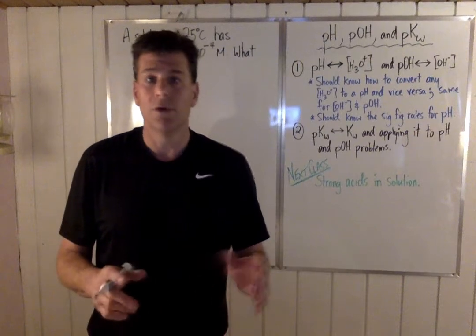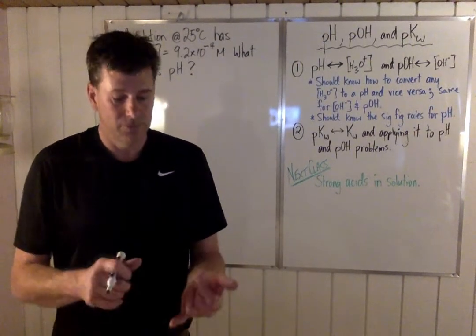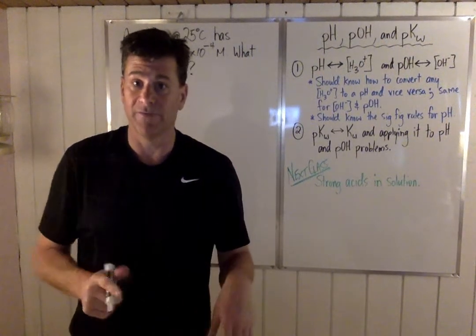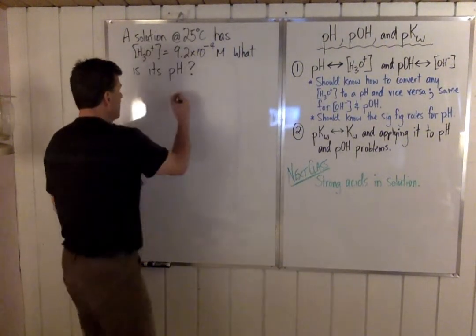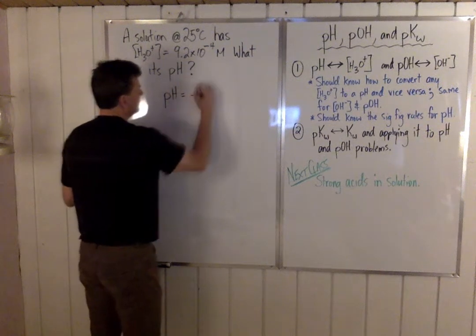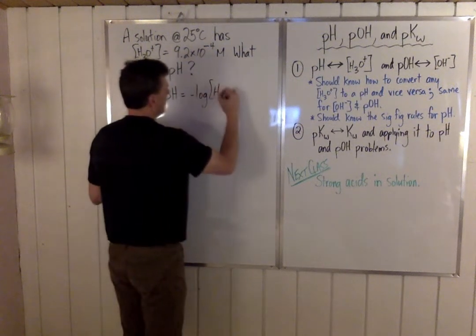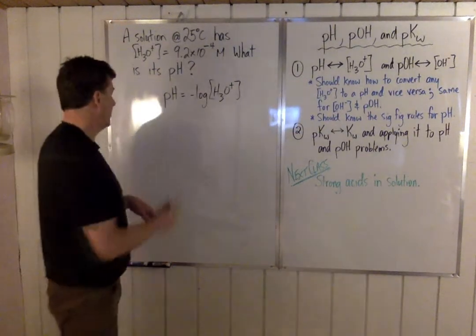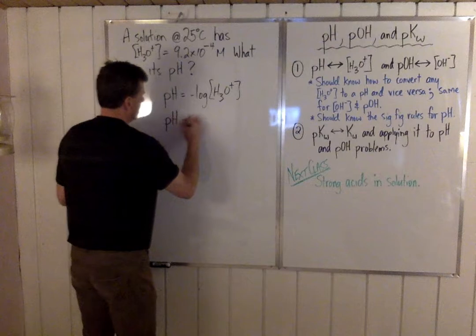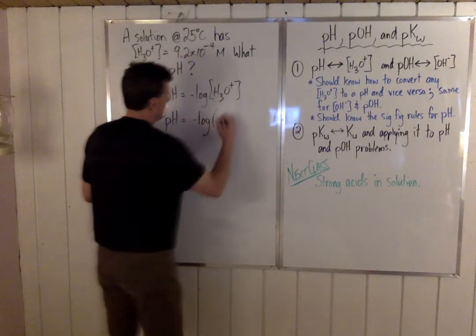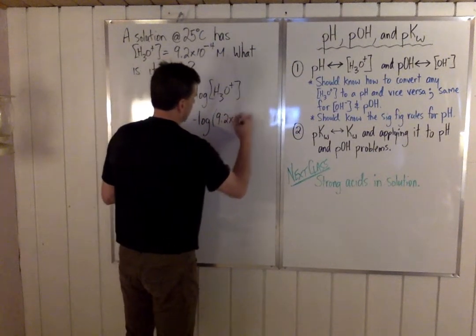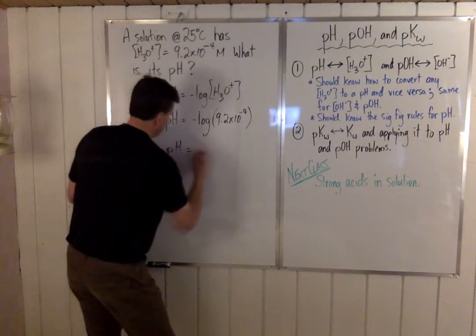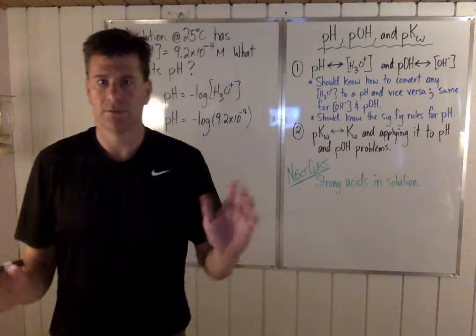Okay, so I've asked you a direct question. What is the pH from the hydronium? Those two are related in a perfect mathematical formula. So pH equals the negative log of the hydronium. I'm going to plug in what I know. I don't know pH. I do know the hydronium. So the pH is going to equal something.